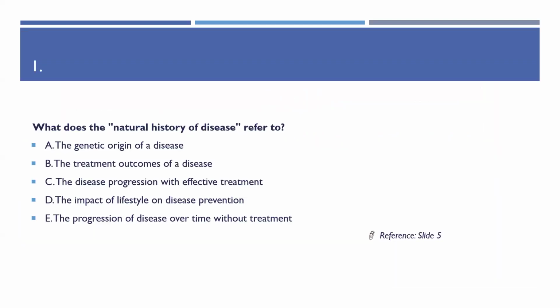So next we come to the MCQs. MCQ number one, what does the natural history of disease refer to? A, genetic origin of the disease. B, treatment outcome of the disease. C, the disease progression with effective treatment. D, the impact of lifestyle on disease prevention. E, the progression of disease over time without treatment.